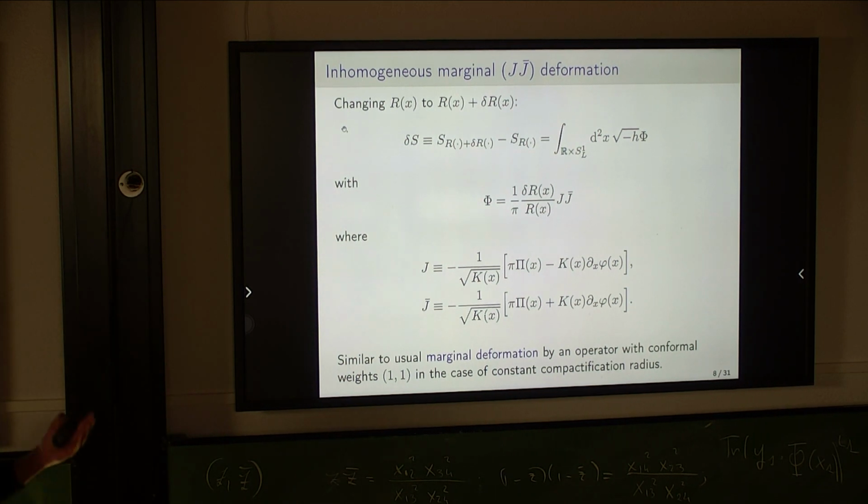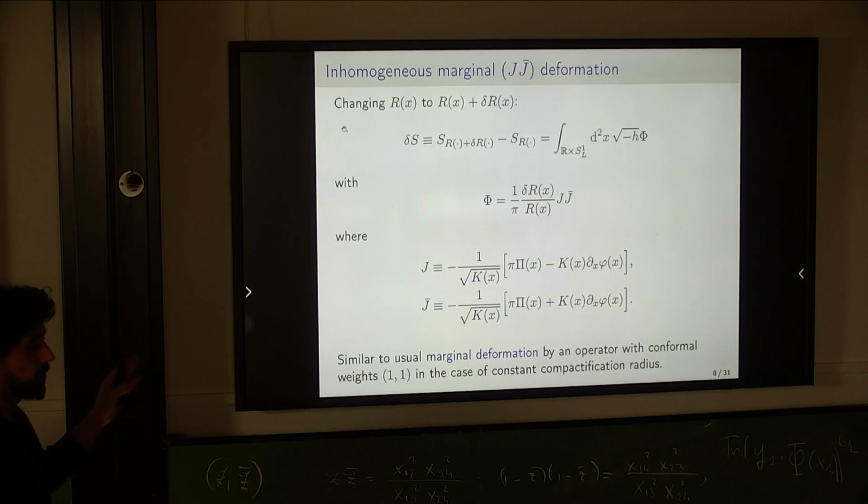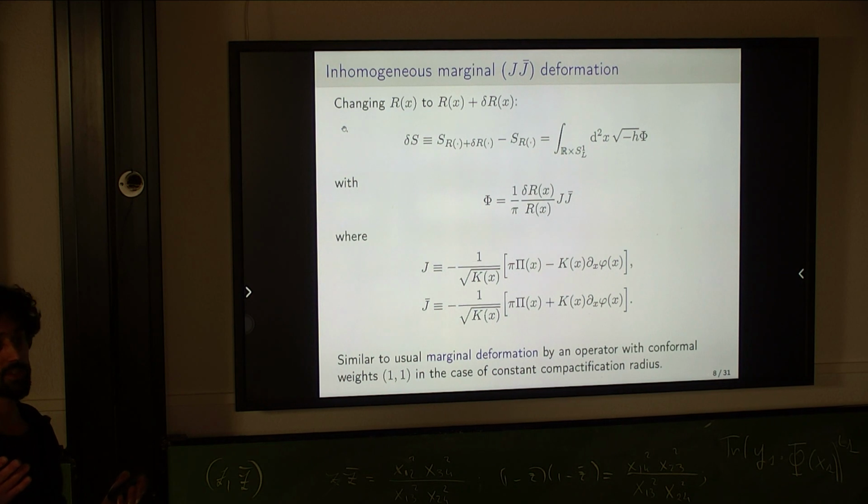The complication here is that conformal invariance is in a sense not conserved when you do this deformation. Because otherwise, if you're familiar with J J-bar deformations, it would only correspond to a renormalization of the compactification radius. But in this case, it's not as simple.